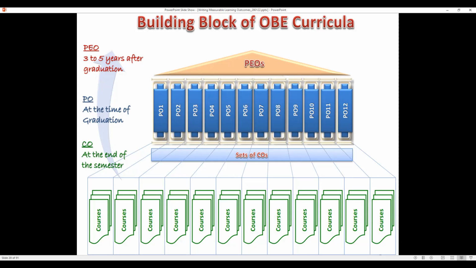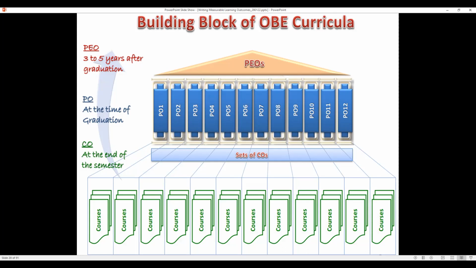So PEO is actually something that we want students to be able to be or to do 3 to 5 years after their graduation. Okay. So PLO, just now we talked about PLO, right? PLO is when they graduate, at the end of the 3rd year. Then 3 to 5 years later down the road, that would be the PEO.